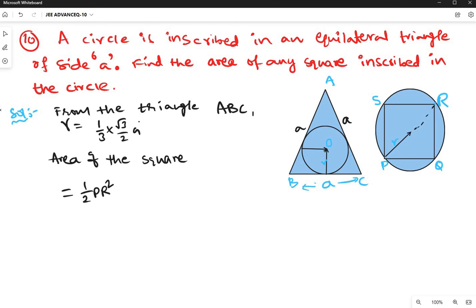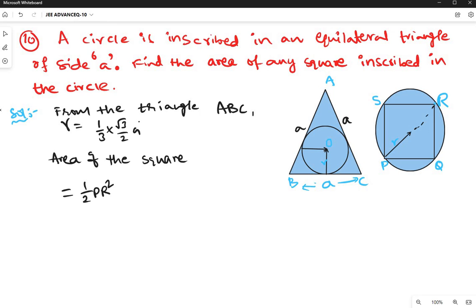Why half of PR square? Because you are dividing it into two triangles. Your PR is a diagonal, and in this triangle PR is called a radius. This is half of the radius, so one time it is R, and 2 times is nothing but the diameter of the circle passing through the center of the circle.